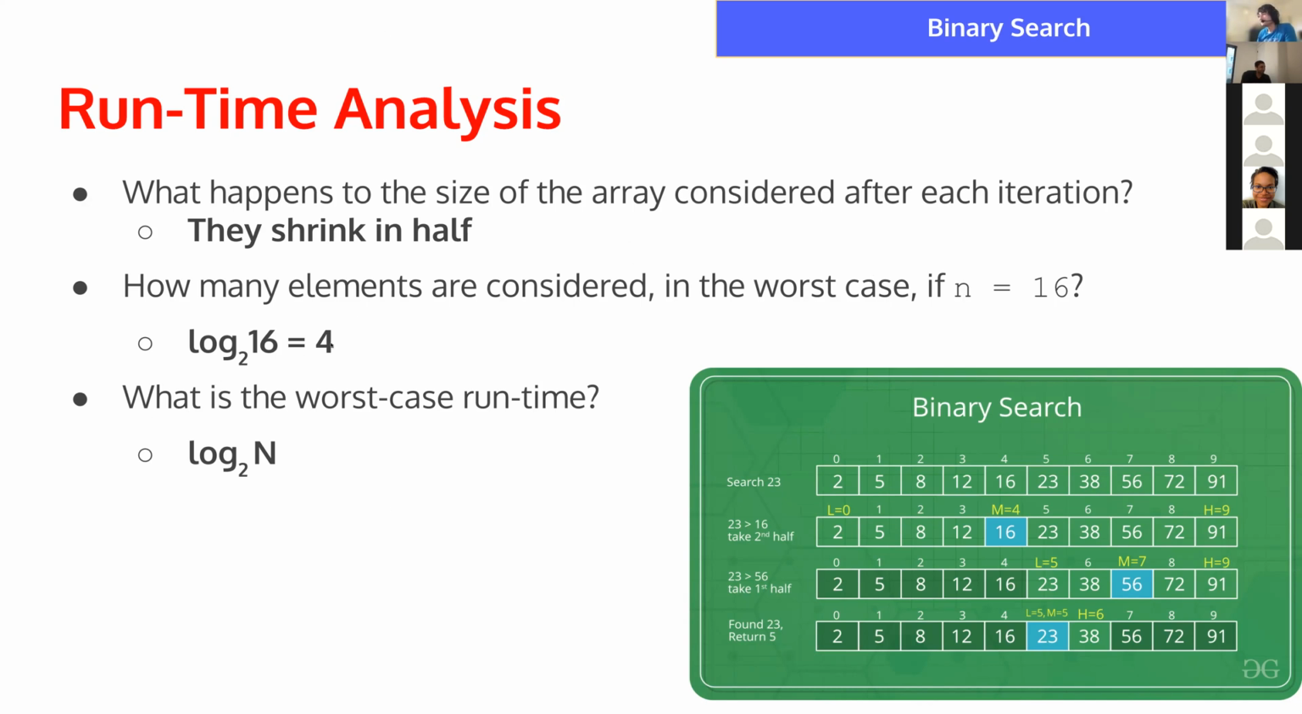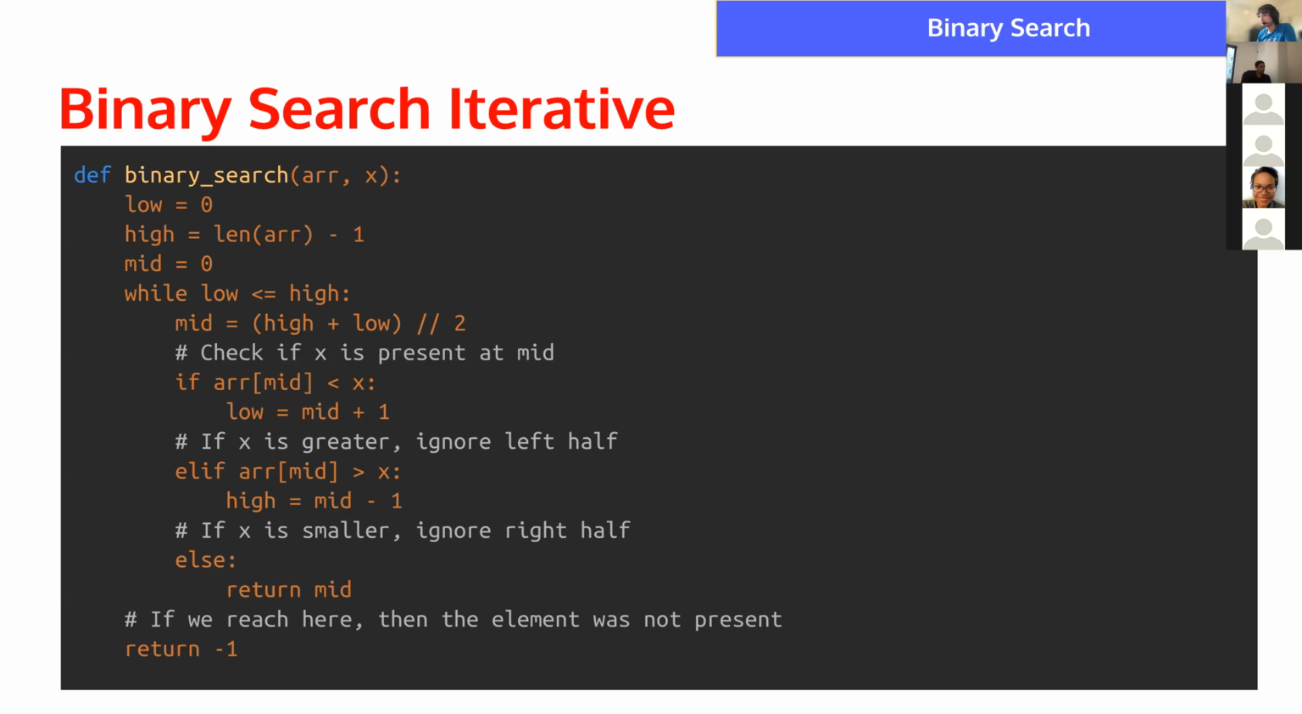So runtime analysis is exactly what we just went through. It's a log of n algorithm. We just talked through these exact questions. So now we're going to go through the code a little bit. We already did the pseudocode, so this will hopefully look pretty familiar. This is just the iterative version of the solution here.